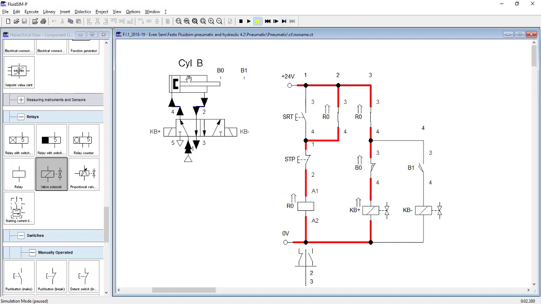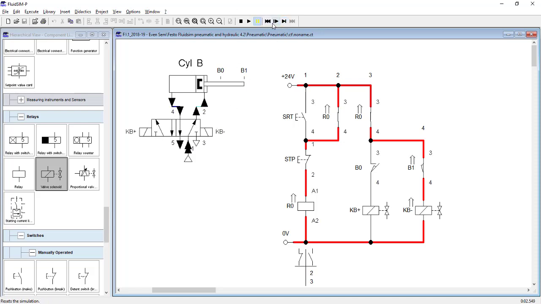As soon as piston B starts moving forward, B0 will get deactivated. As soon as B0 gets deactivated, this connection is now open. Piston will move completely forward till B1 is activated. Because B1 is activated, KB minus gets activated. KB minus got activated, piston B shall start moving inside.